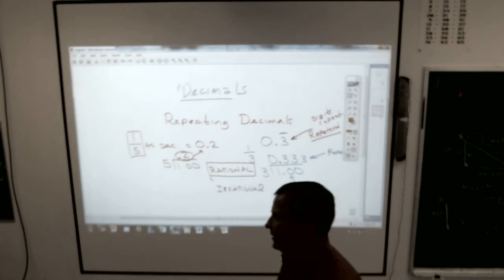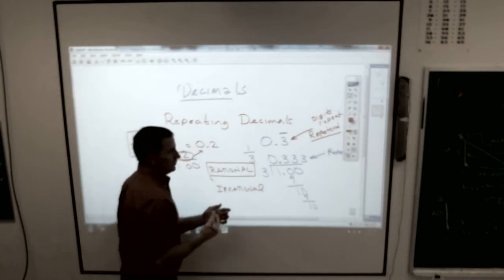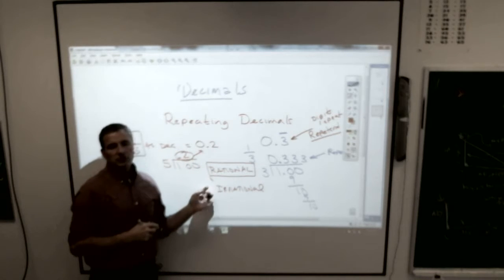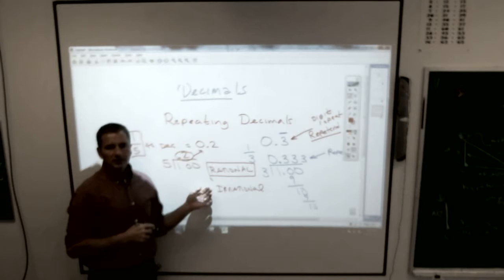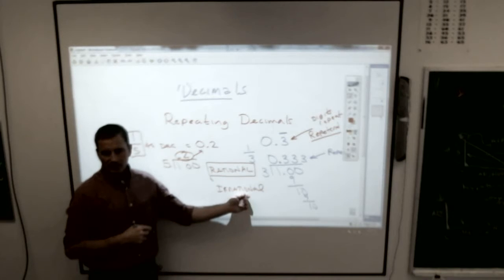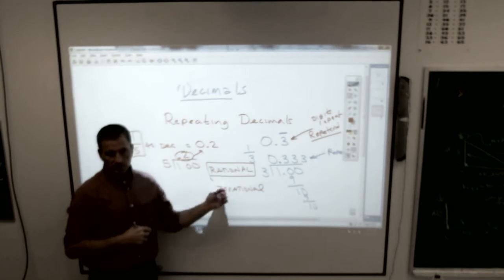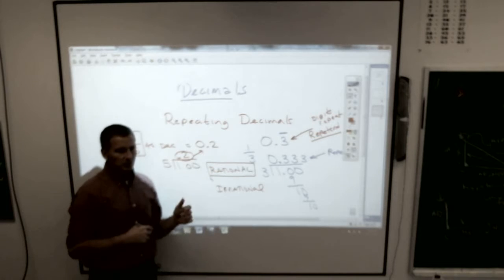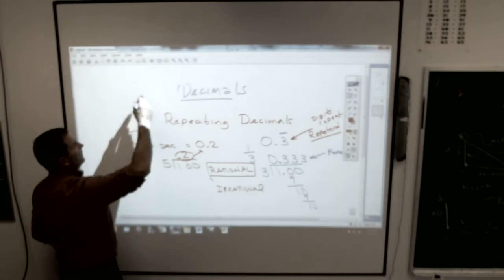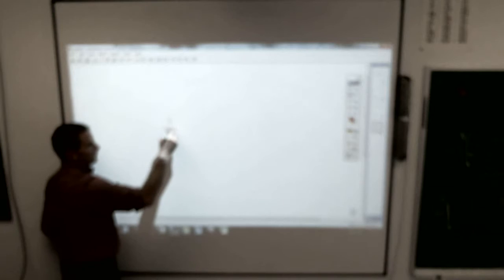But if you end up with a decimal that repeats, and actually in 8th grade, 3 days ago, we did it, there's a way to change repeating decimals into fractions, back the other way, but we're not going to get to it. It's kind of complicated.